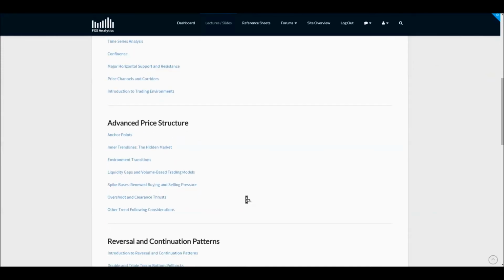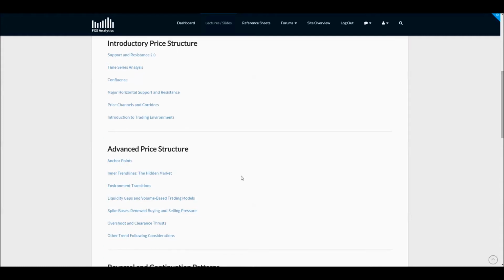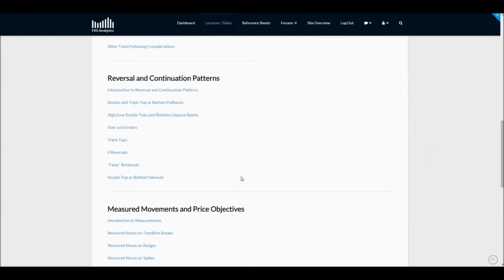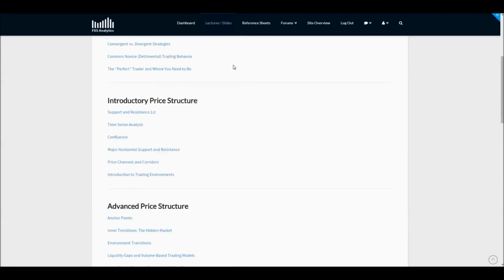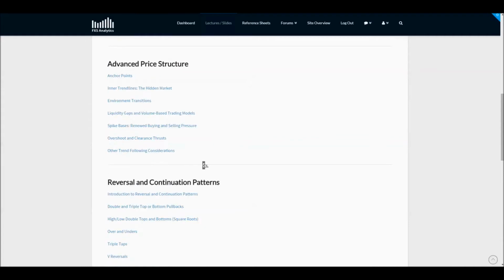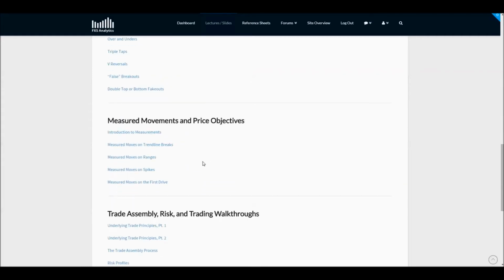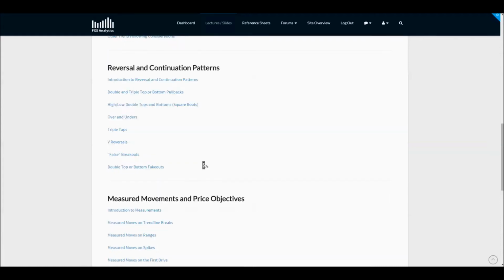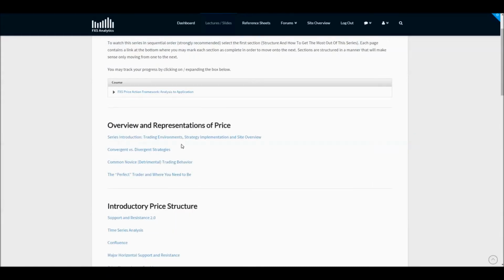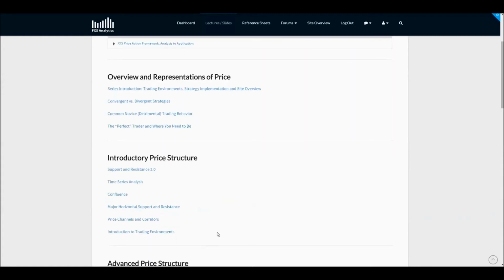I think really, once we get into advanced price structure and on, double top is a common pattern, and even some of this stuff is material that is on Informed Trades. But a lot of the material here, from advanced price structure and on, is pretty new material. I haven't really seen it put together in this quality anywhere. Even the beginner material I haven't seen put together in this quality, and there's a lot of beginner material.